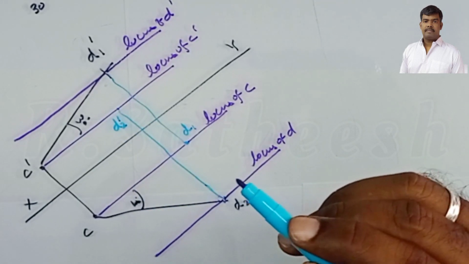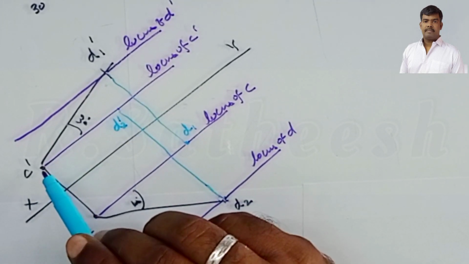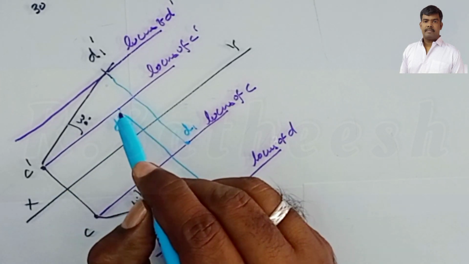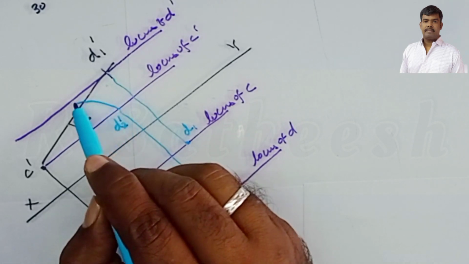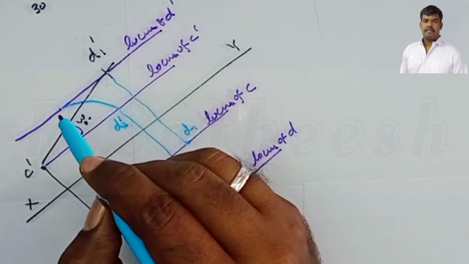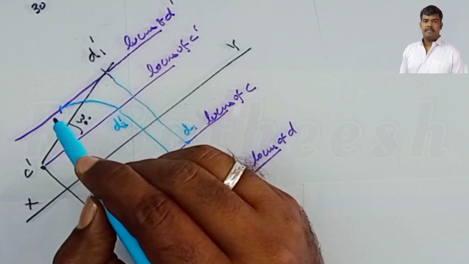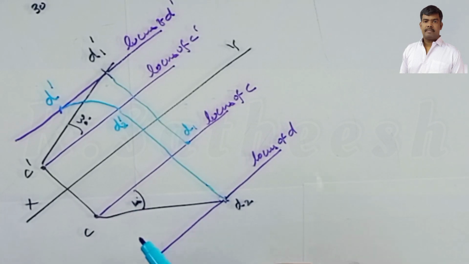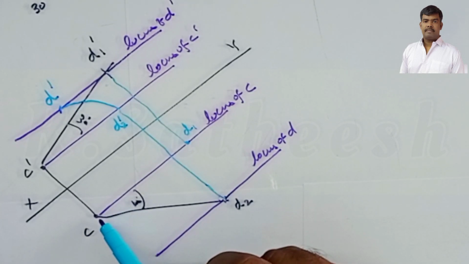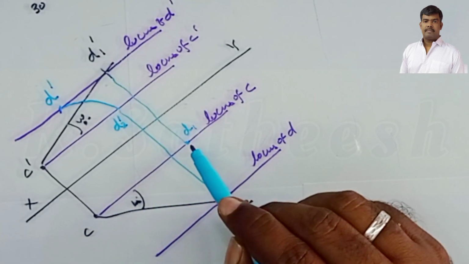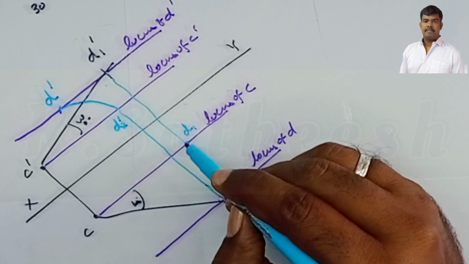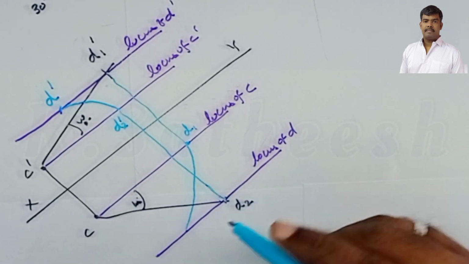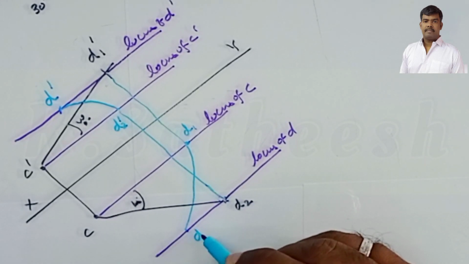Clear. Now take a compass, C dash as the center, C dash to D2 dash as the radius. You draw one arc from the locus of C dash to the locus of D dash line. The point where that arc intersects the locus of D dash is the final D dash. Clear. Similar procedure: C as the center, C to D1 as the radius, you draw one arc from D1. The point where that arc intersects the locus of D is the final D.